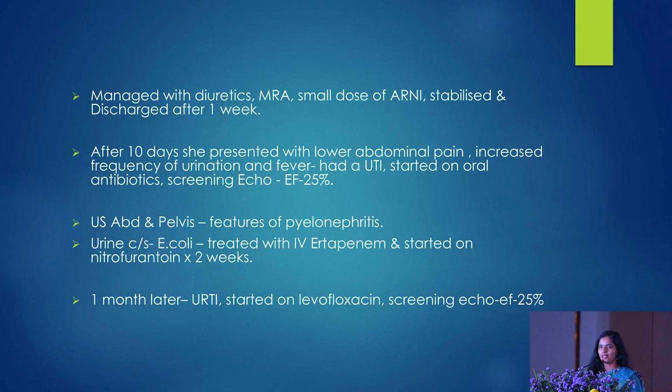She was managed with diuretics, MRA, and a small dose of ARNI, stabilized and discharged after a week. After 10 days, she presented again to the ER with lower abdominal pain, increased frequency of urination, and fever. She was diagnosed to have a UTI. Therefore, oral antibiotics were started, and the screening echo persistently showed EF of 25%. Ultrasound of abdomen and pelvis showed features of pyelonephritis. Urine culture was positive for E. coli. Therefore, she was started on IV ertapenem for 2 weeks.